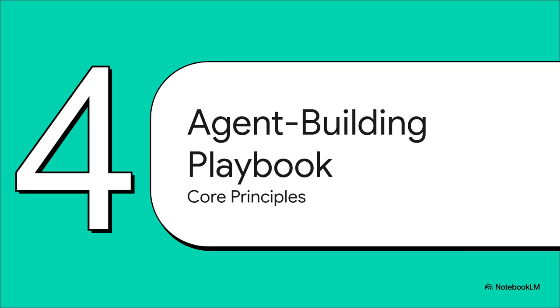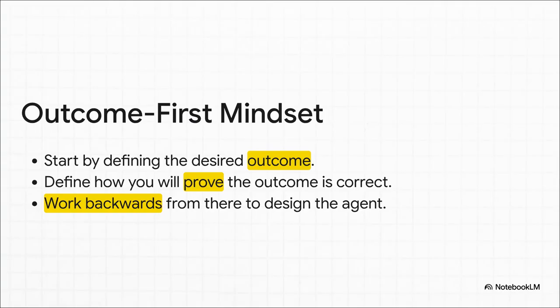Let's get into the playbook and see how this all comes together. These are the core principles you've got to follow. First up, the outcome-first mindset. Don't even think about the inputs yet. Start at the finish line. What is the exact result you want? And maybe even more important, how are you going to prove automatically that the result is correct? Once you have that locked down, then you can work backwards to design your agent's flow.